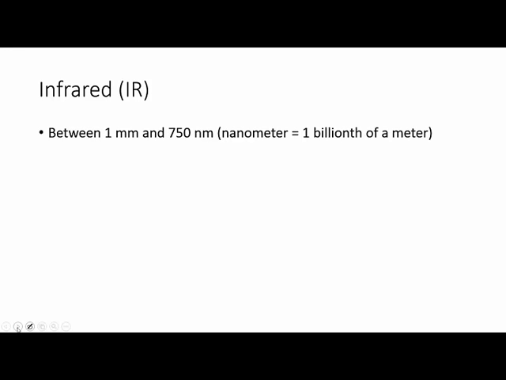Next up on the spectrum is infrared. So this is after microwaves, but before red. In fact, that's what infra means. So these are 1 millimeter to 750 nanometers long. A nanometer is about a billionth of a meter.